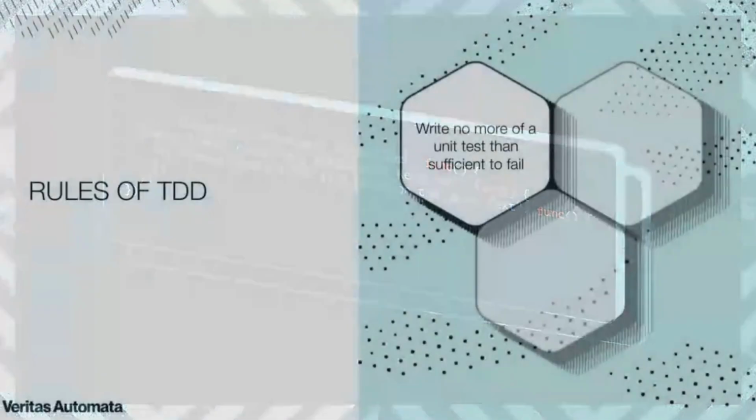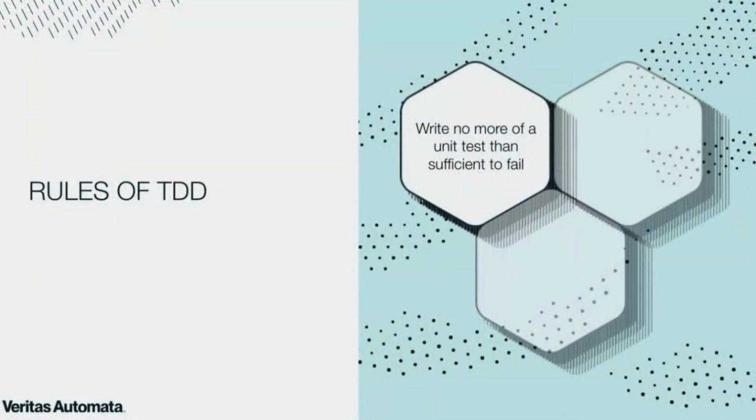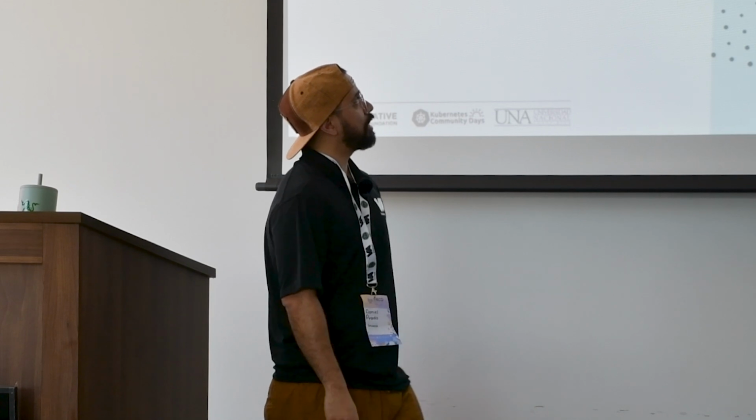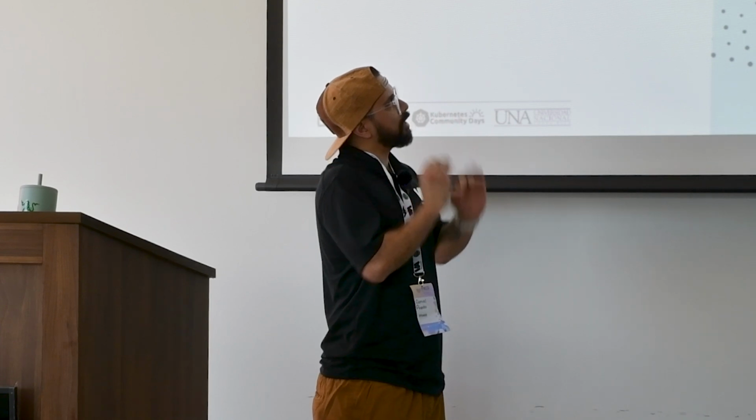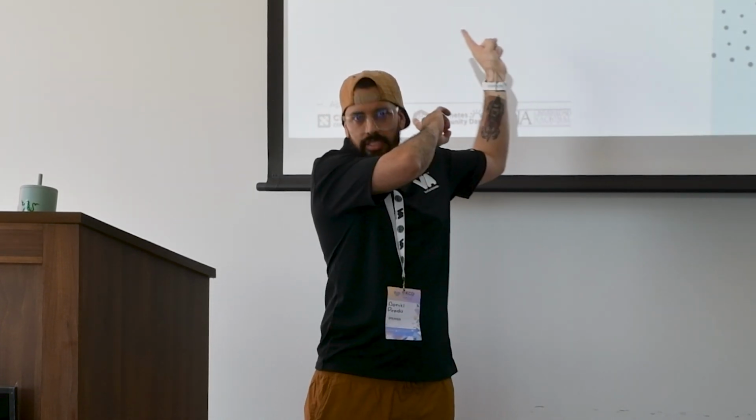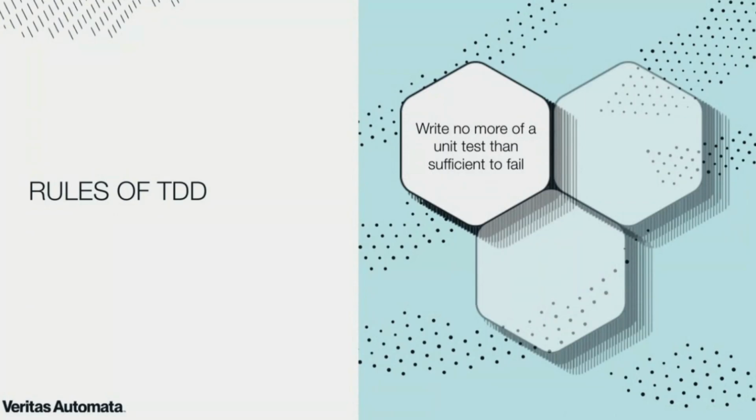Don't worry about it. The first rule is write no more of a unit test than sufficient to fail, meaning that what we got before is actually a pretty good test. It's a failing test because it's empty, right? So great. First rule, we're golden. It's a failing test, but at least it's giving us where we want to place the code within the project.